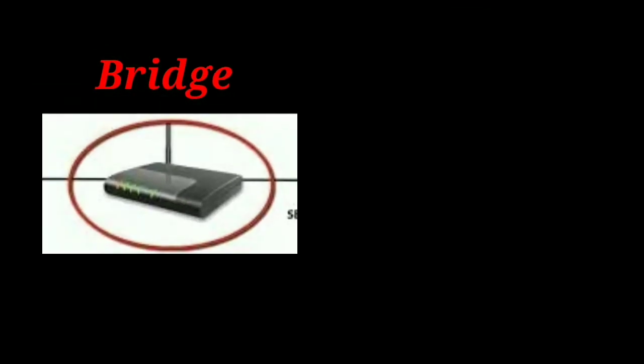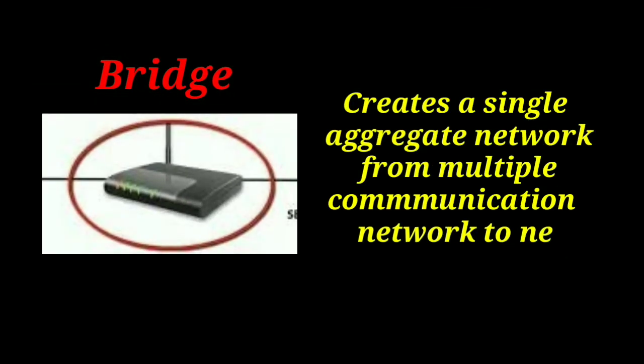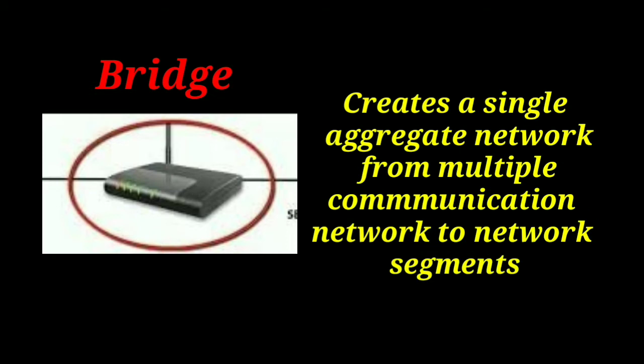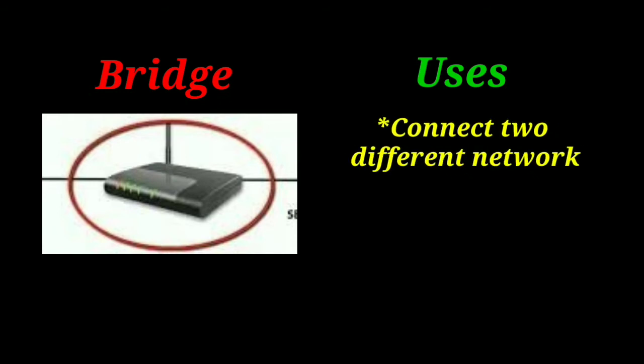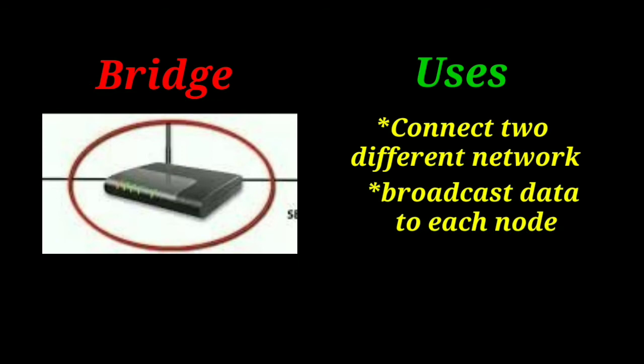Bridge. It is a computer network device that creates a single aggregate network from multiple communication network-to-network segments. And its use was to work at the data link layer in an OSI model to connect two different networks and provide communication between them. It is similar to hubs and repeaters. Bridges broadcast data to each node.